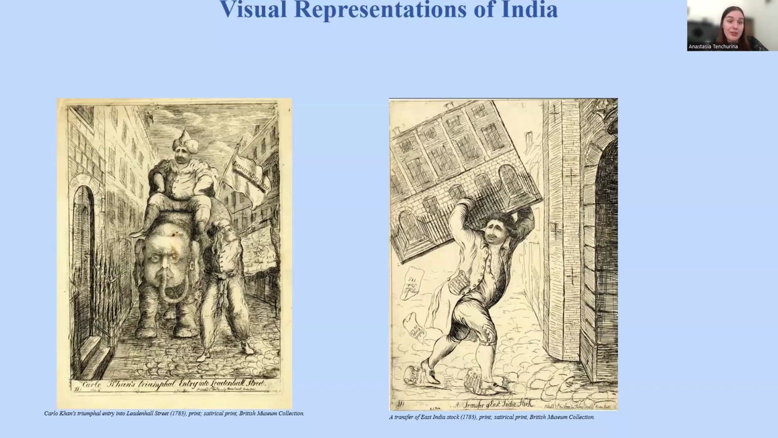The next one is also by James Sayers, and the print again attacks Fox's India Bill. He's carrying the East India House, meaning the headquarters of the East India Company, toward a gateway that really resembles St. James's Palace. The word "stock" is very important here. It refers to India Company stock, meaning shares in the company. So the company was not only a trading body, but also financial. It was a political structure, and people invested in it, and it held its stock.